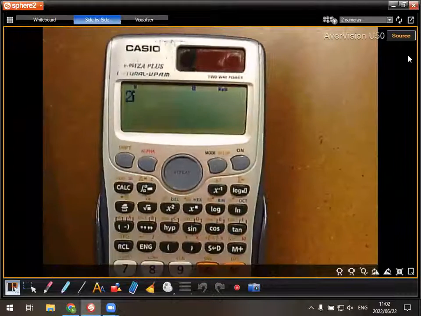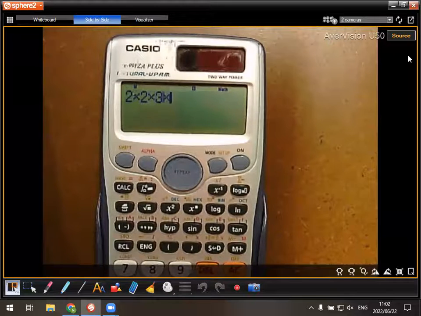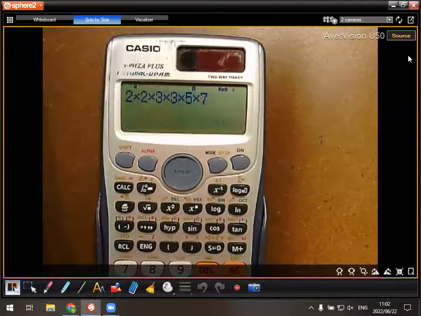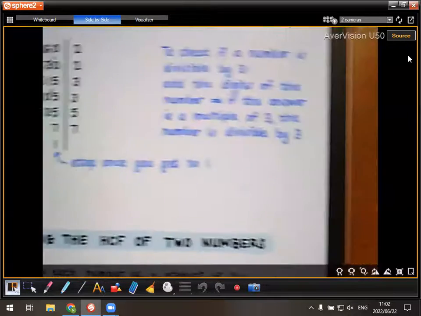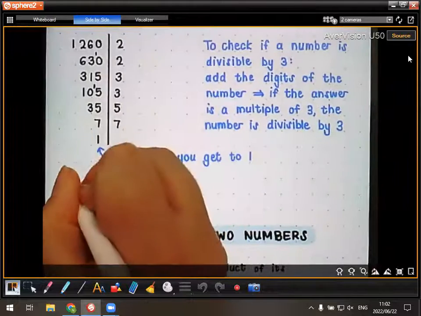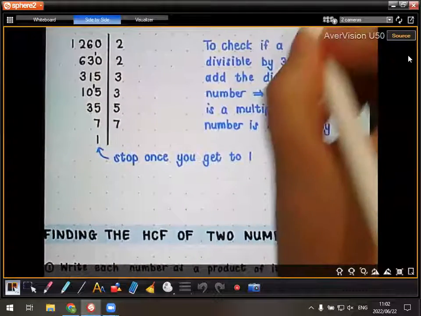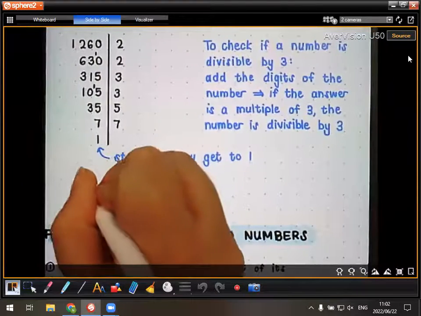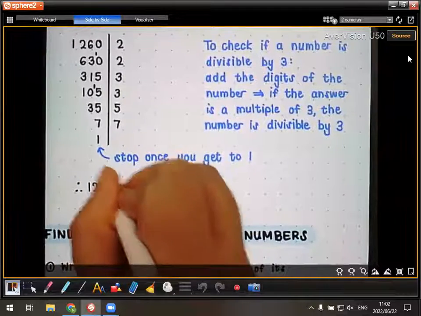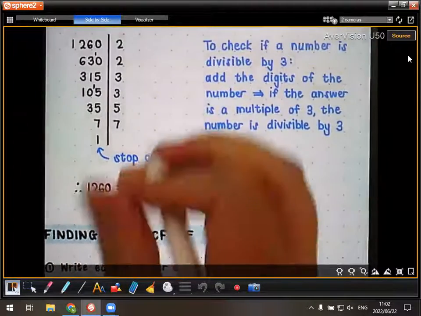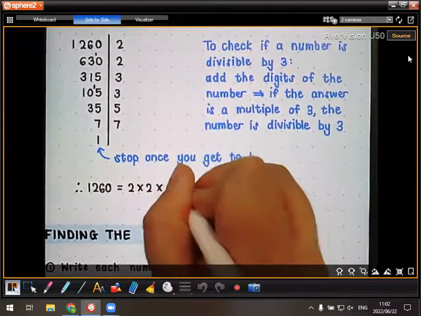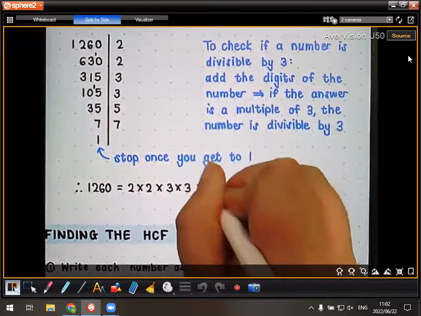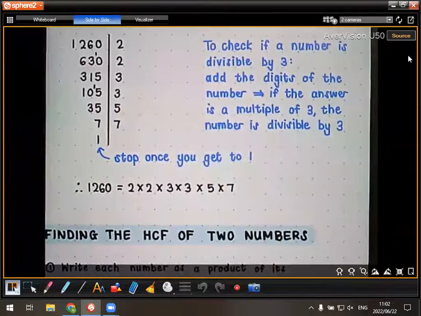If we say 2 times 2 times 3 times 3 times 5 times 7, what do we get? 1,260. Okay, so that is what our final answer has to be, guys. We actually need to now write, therefore, 1,260 is equal to 2 times 2 times 3 times 3 times 5 times 7.